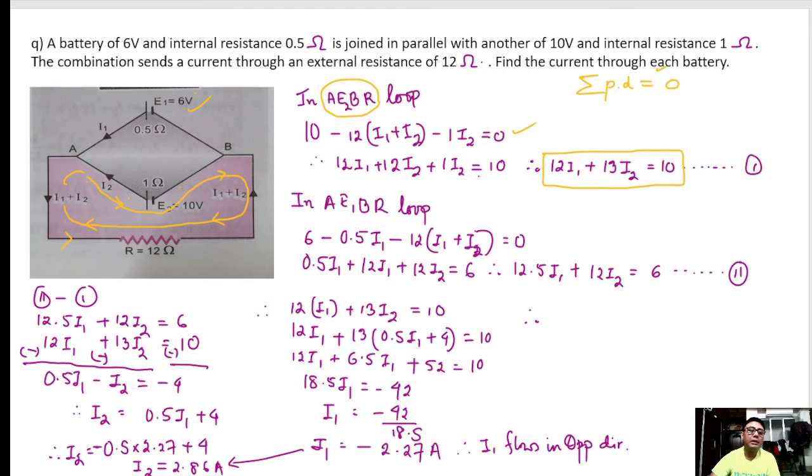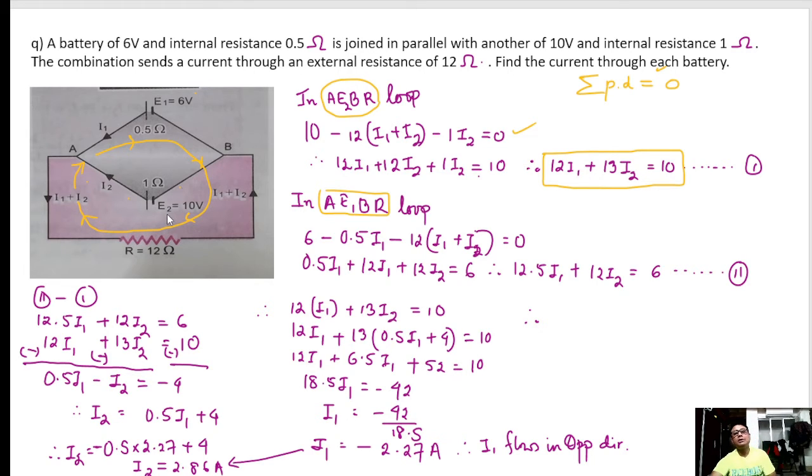Now let us choose the loop. Let us choose this loop. Let me choose the loop AE1 BR. That means AE1 BR. So we are moving like this, AE1 BR. We are moving like this.